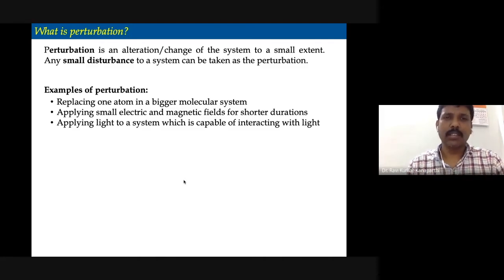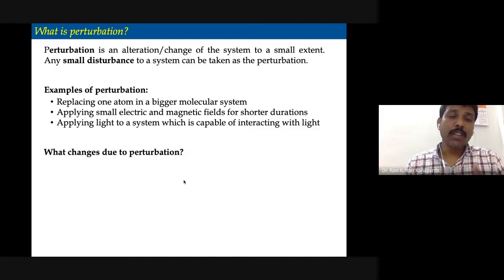Don't think that perturbation is something alien. Maybe you replace one of the atoms, or apply an electric field to a molecule or a material, or apply a magnetic field, or just apply light to a matter that you have prepared. These are all things that we can take as perturbations.